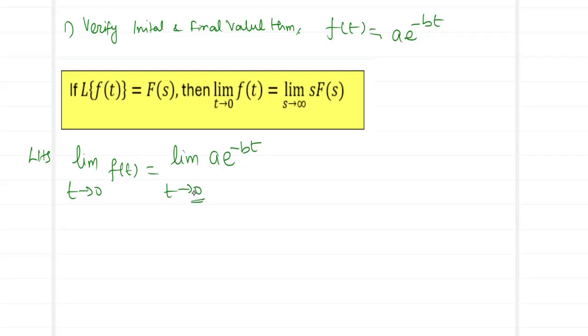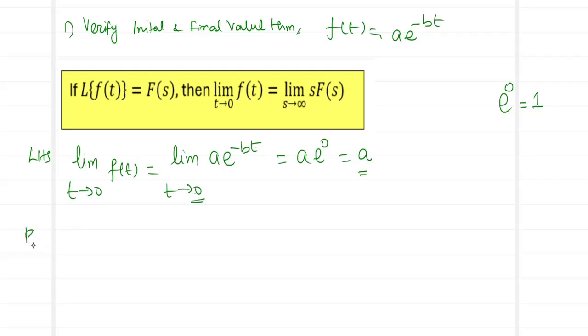As t tends to 0, where is our t? In the power of e. What do we know about e to the power of 0? E power 0 is always equal to 1. So as t tends to 0, this value approaches a into e to the power of 0, so it moves towards a. This is my left hand side.